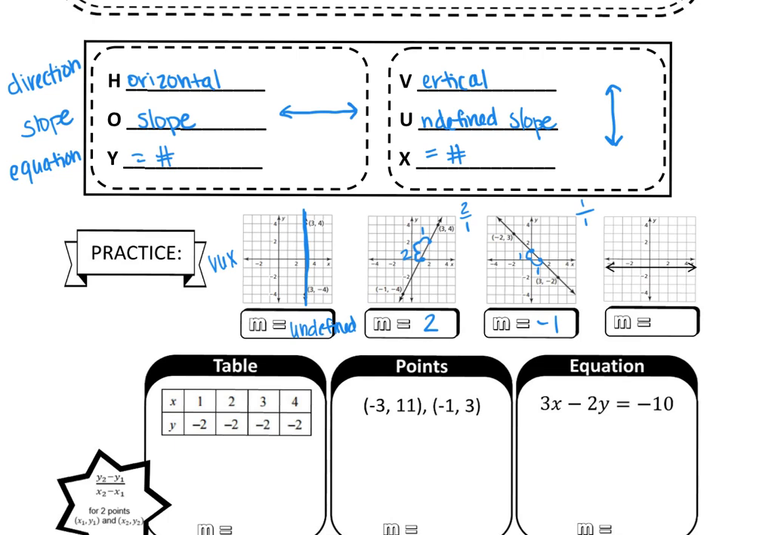And then our last one here, it's going left to right. It is a flat line. So we want to go back to Hoy and Vux. This line is a horizontal line. So we're looking at Hoy, and that middle letter tells you the slope. So our slope here is 0.